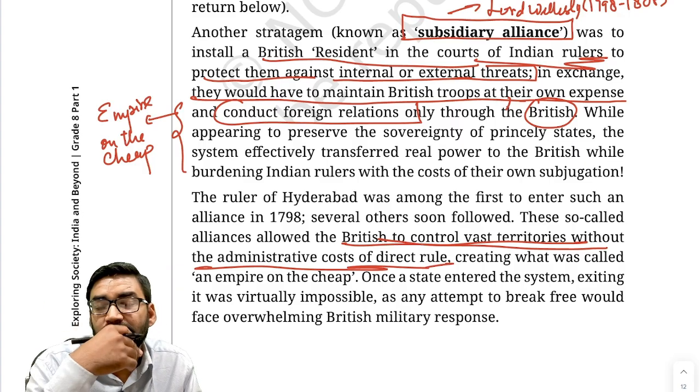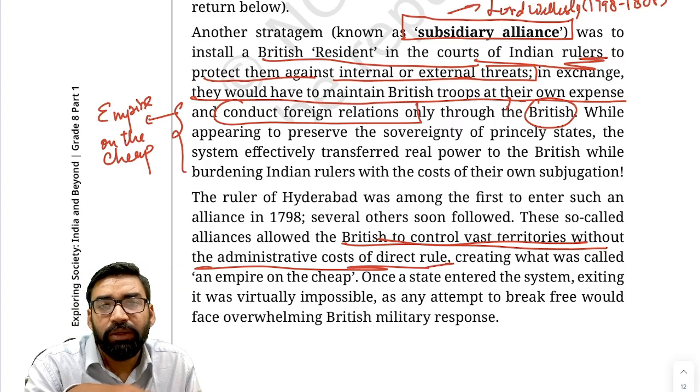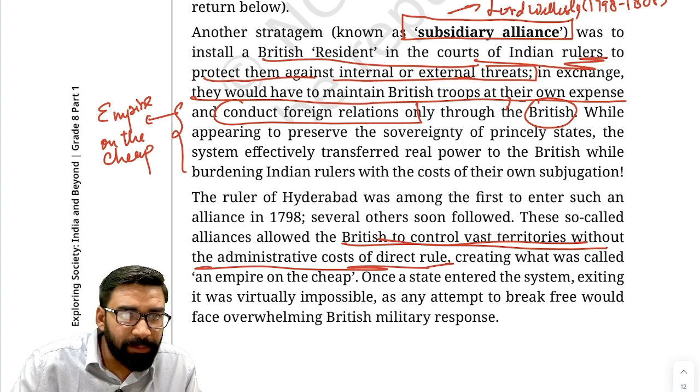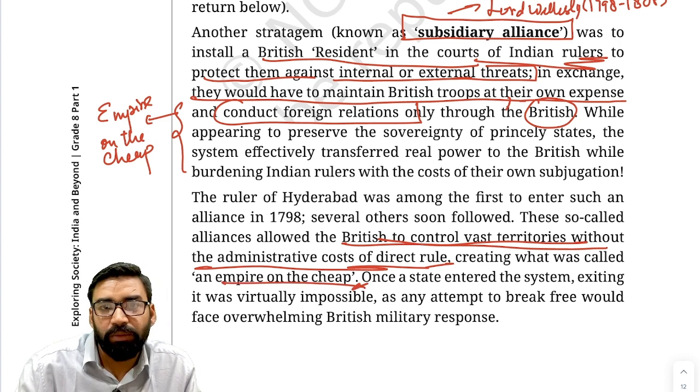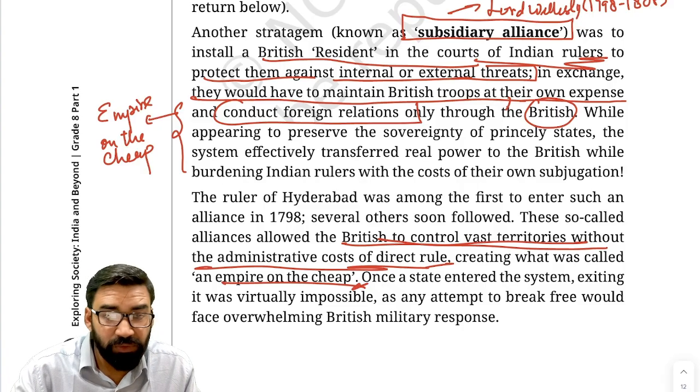Who is going to bear the cost? It was actually borne by the Indian rulers. This is called empire on the cheap. बहुत सस्ते में empire बना लिया Britishers. Clear? That is very important.